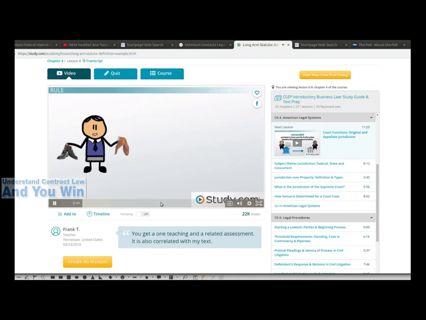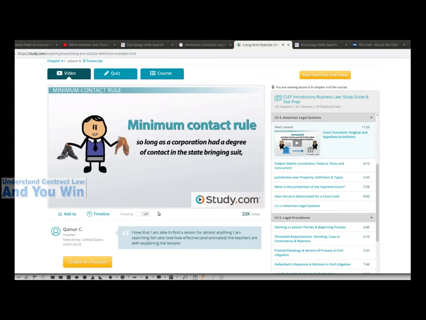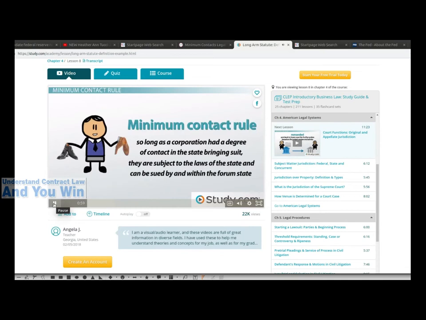Just what makes for minimum contact? Minimum contact rule establishes that so long as a corporation had a degree of contact within the state bringing suit, they are subject to the laws of the state and can be sued.